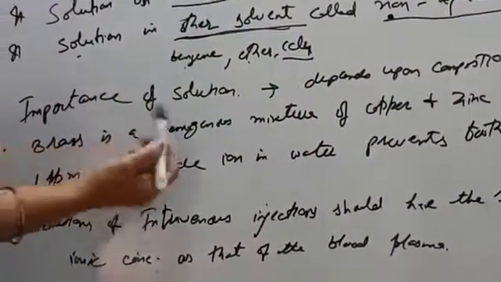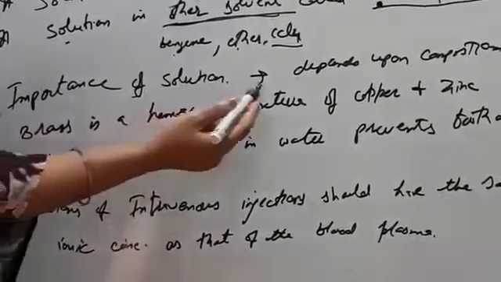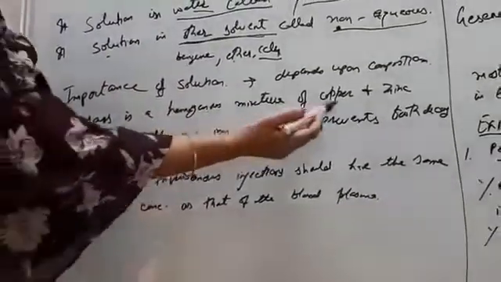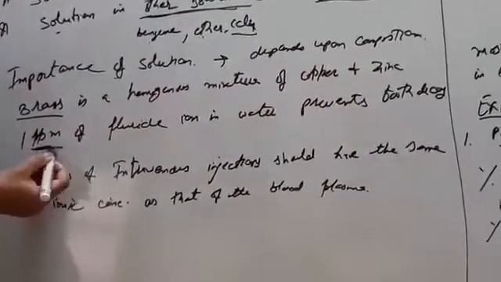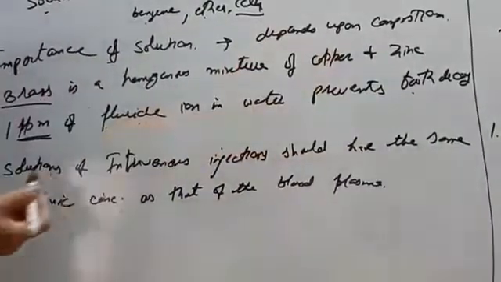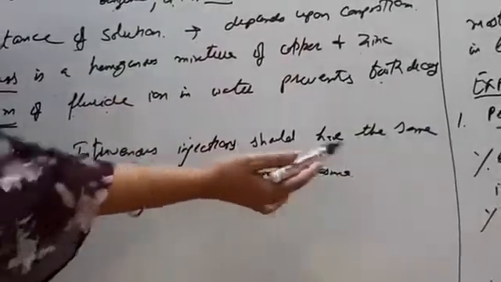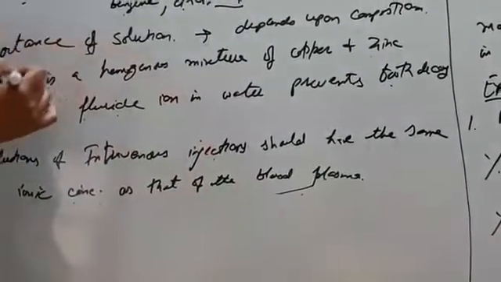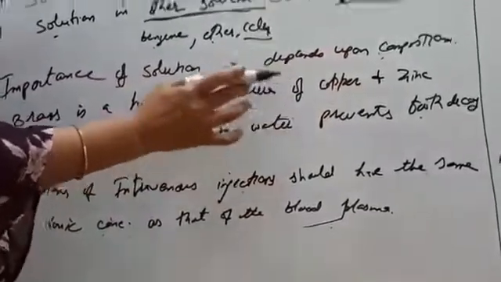Now what is the importance of this solution? The importance of solution depends upon the composition, in which composition it is made up. First one is brass. It's a homogeneous mixture of copper and zinc. 1 ppm, parts per million, of fluoride ions in water prevents tooth decay. And the next one is key: solutions for intravenous injections should have the same ionic concentration as that of the blood plasma. So the importance of solution depends upon its composition, in which composition it is present or used.